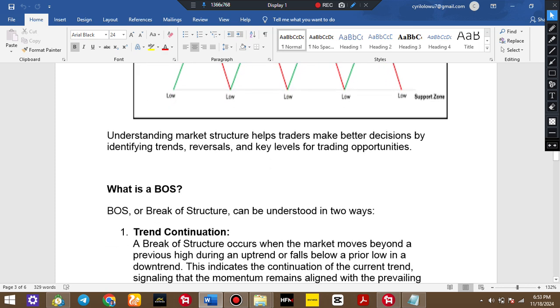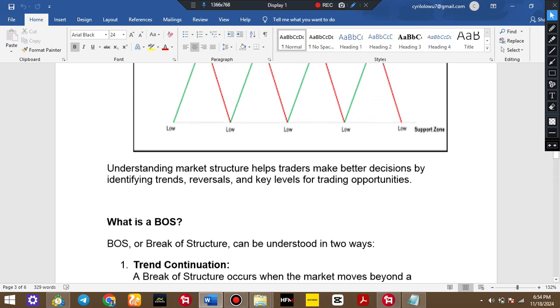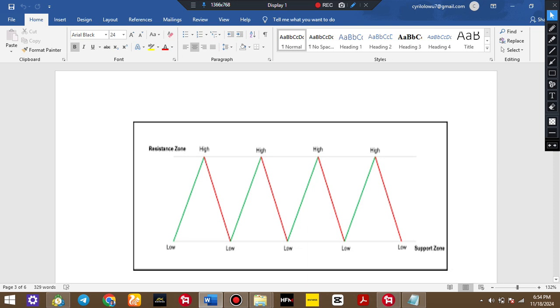Now, understanding market structure helps traders make better decisions by identifying trend, reversal, and key levels for trading opportunities. That means when you understand market structure, it helps you as a trader to make better decisions. Just like what we have in this last point. When you understand a ranging market, it will be unwise for you to start gambling with your money at this point, because you know that if you should take a buy here, there's a possibility that this price will not get to your expected resistance zone.